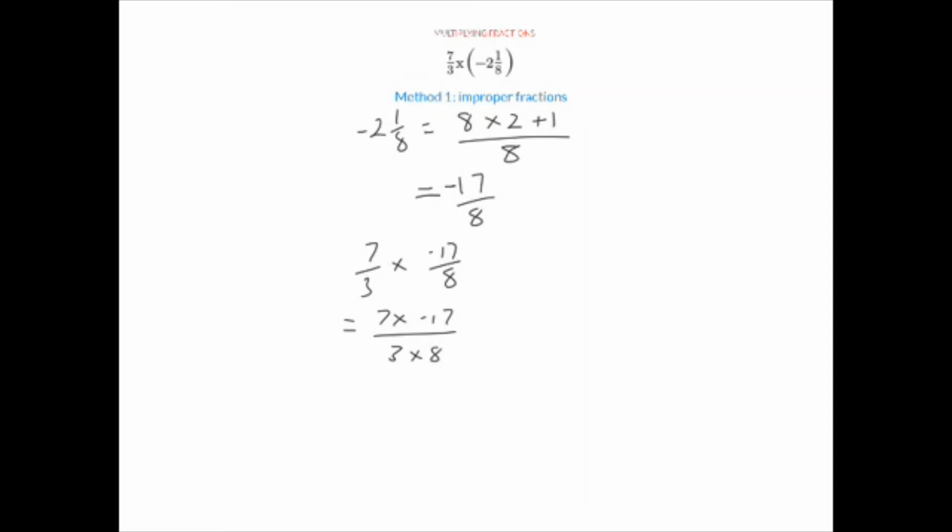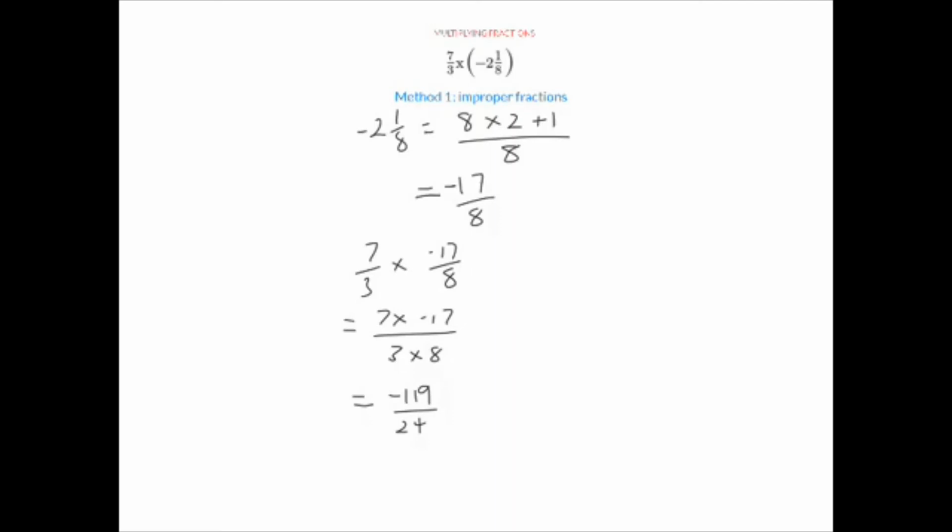When multiplying fractions, we can simply multiply the numerators and multiply the denominators together, which is why multiplying fractions is the easiest of them to do. So 7 times negative 17 will be equal to negative 119, and 3 times 8 is 24. And so our answer, we could say, is negative 119 over 24.